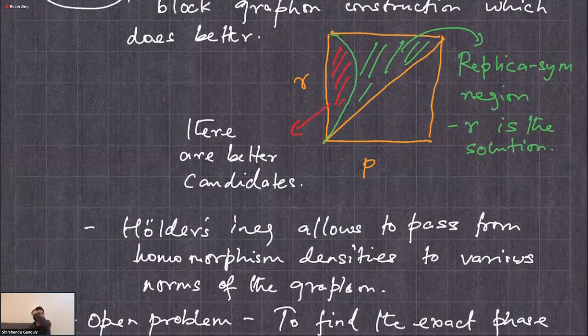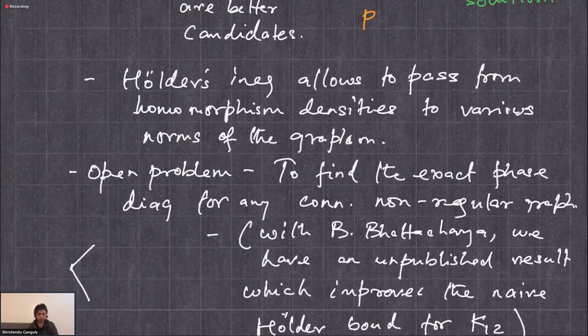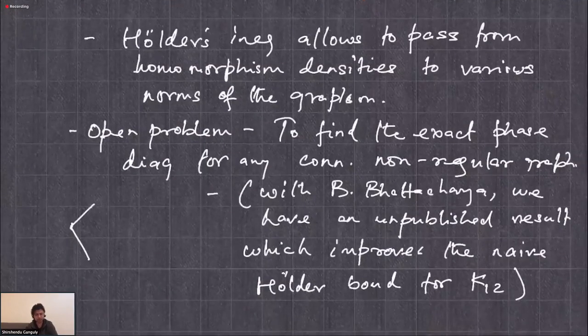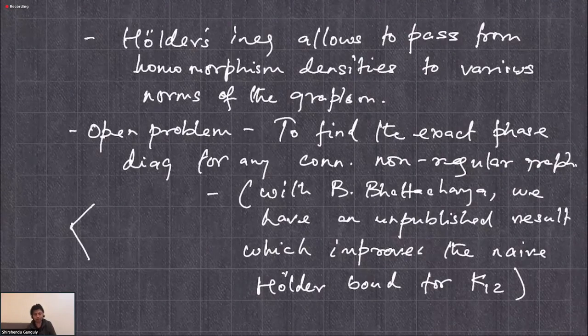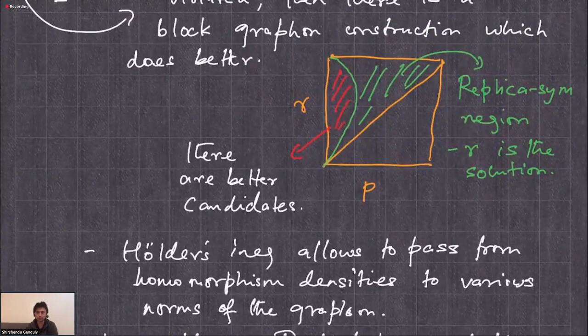So you look at all graphons. The density is p square here. You look at all graphons which have density bigger than p square, let's say r square, and you want to look at the one which has the smallest entropy cost. I want to understand the exact region in which the constant function is the solution versus where it's not.